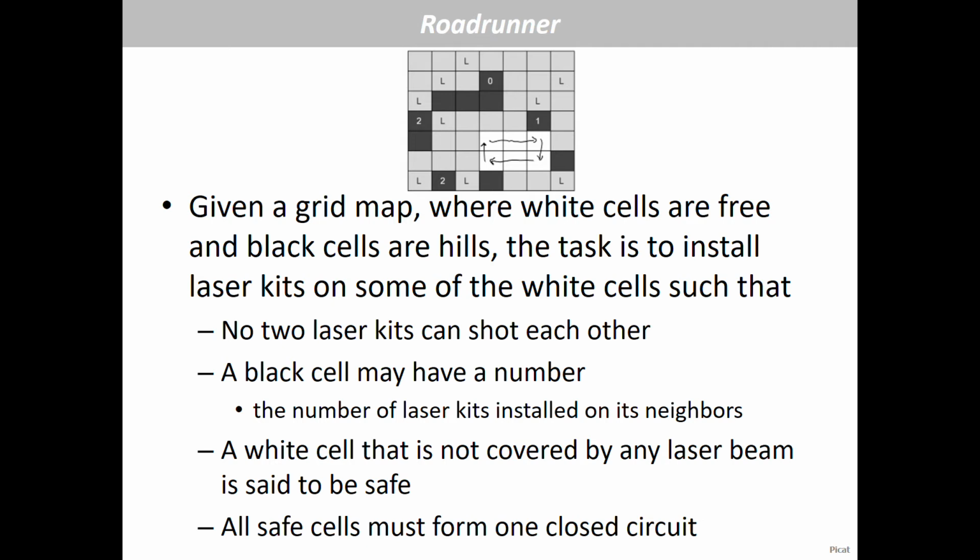A white cell that is not covered by any laser beam is said to be safe, and all the safe cells must form one closed circuit. That means they form a Hamiltonian cycle. For example, here is a solution for a problem, and here all the safe cells form a Hamiltonian cycle.